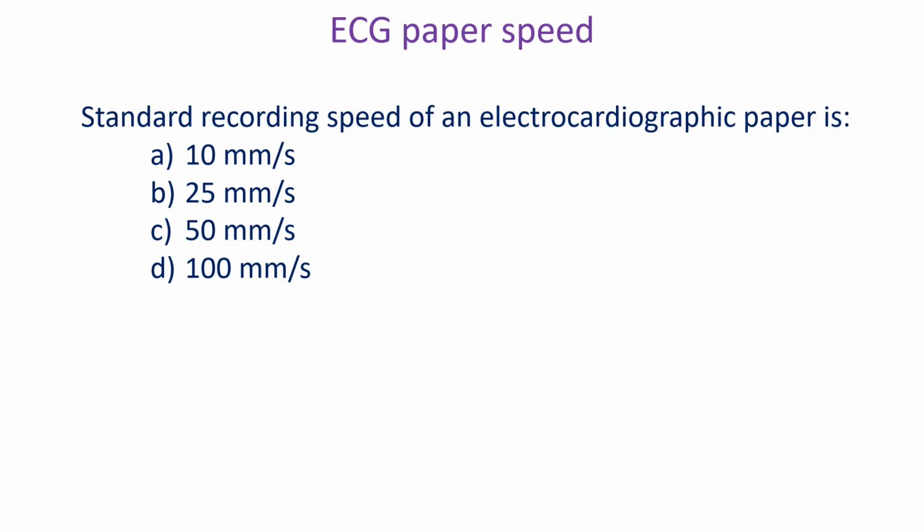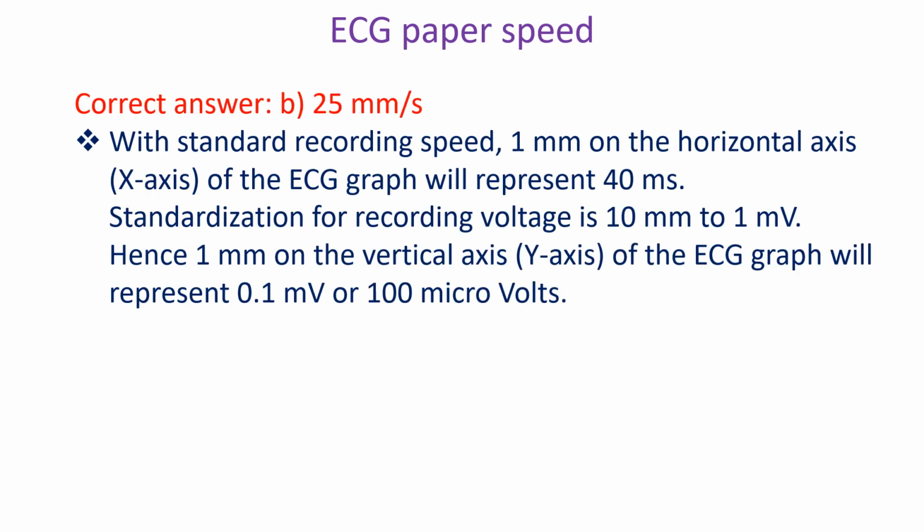Standard recording speed of an electrocardiographic paper is: A. 10 mm per second, B. 25 mm per second, C. 50 mm per second, D. 100 mm per second. Correct answer B. 25 mm per second. With standard recording speed, 1 mm on the horizontal axis of the ECG graph will represent 40 milliseconds.